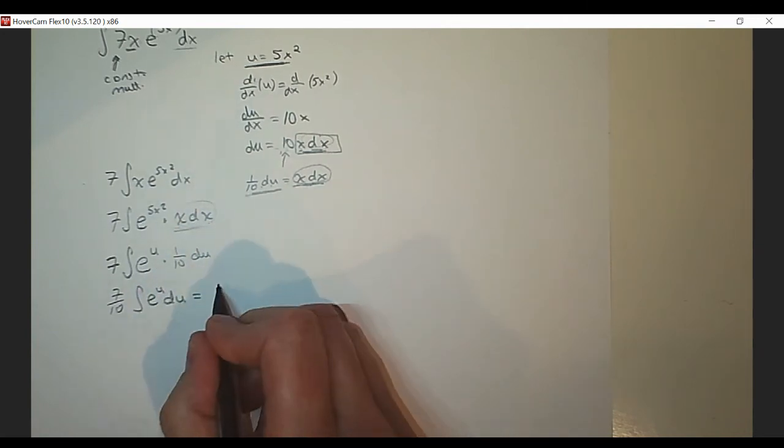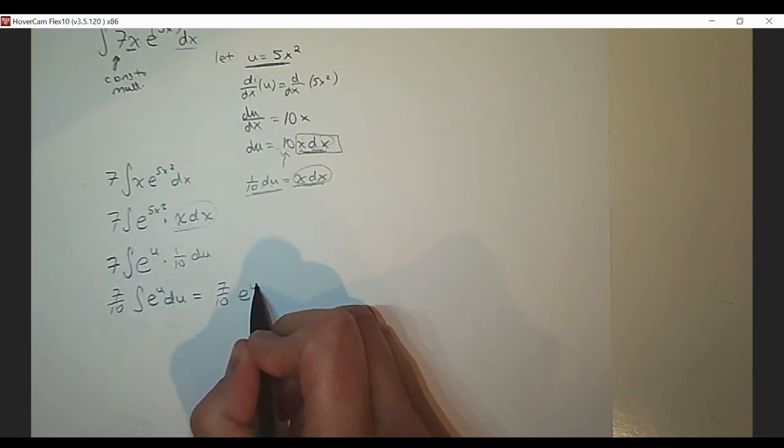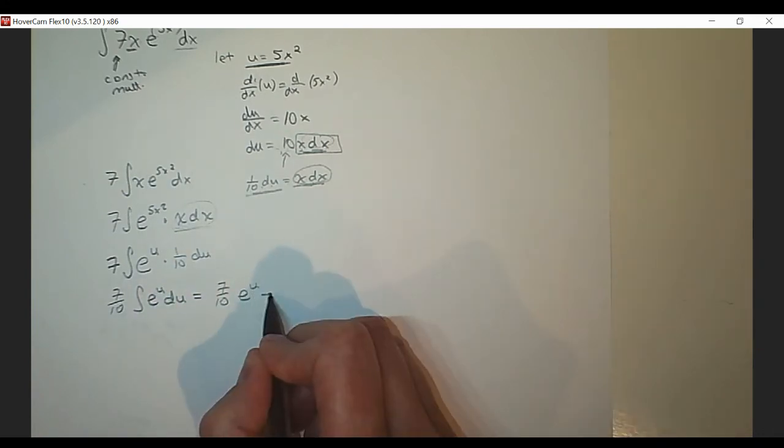Notice I kept the integral symbol this whole time. Now I'm going to find the antiderivative of e to the u. The antiderivative of e to the u is e to the u.